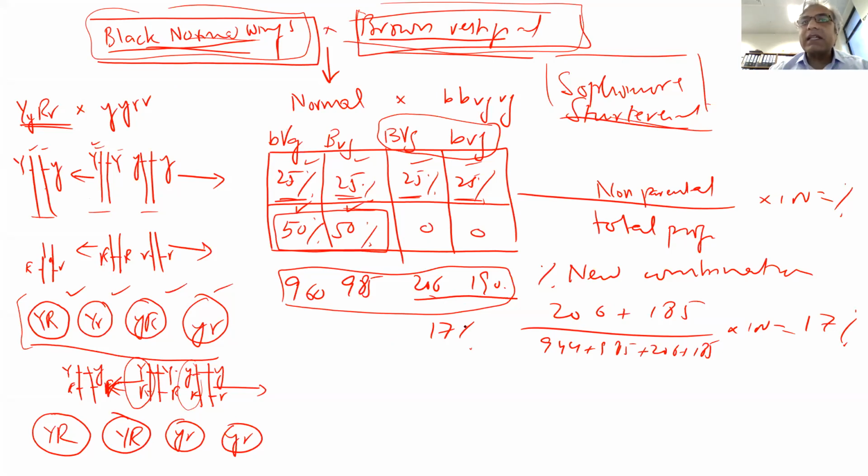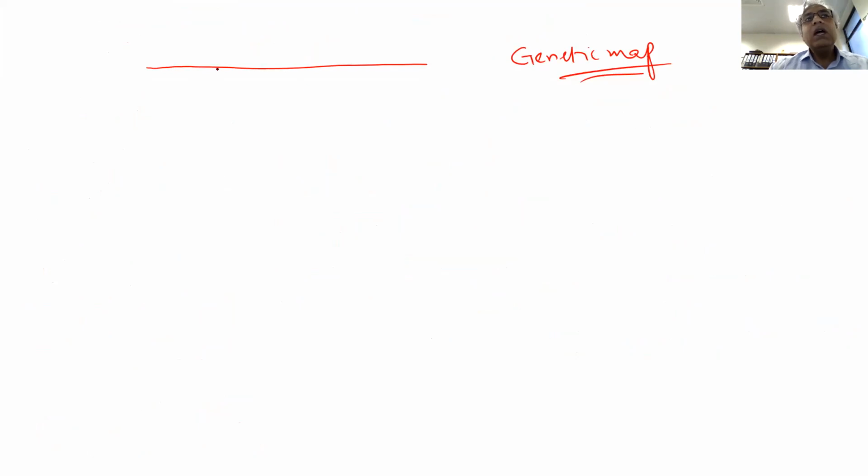These 17% led Sturtevant to discover something we know today as the genetic map: organization of genes on linear chromosomes. What Sturtevant said, he said, black and vestigial and the wild type alleles.